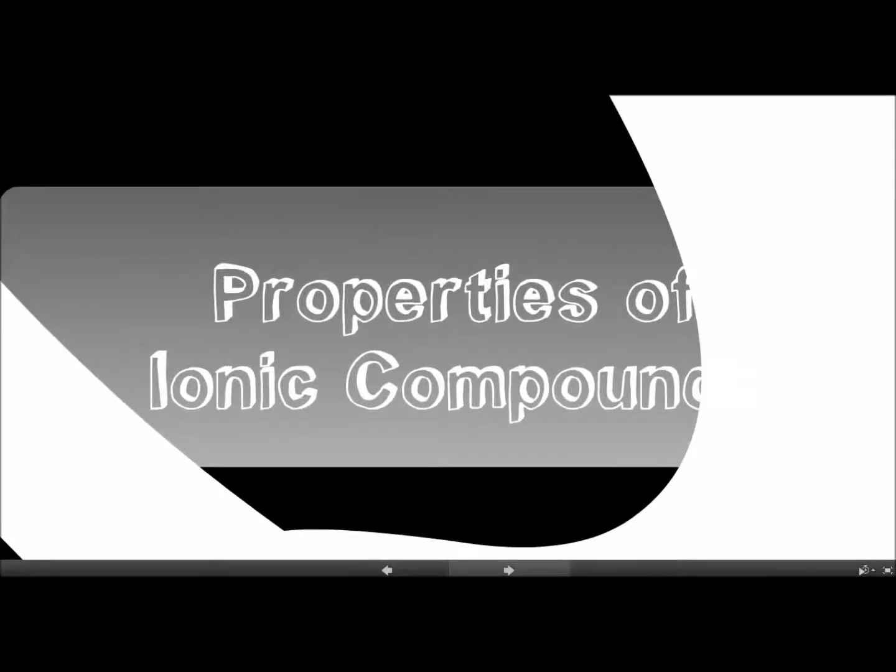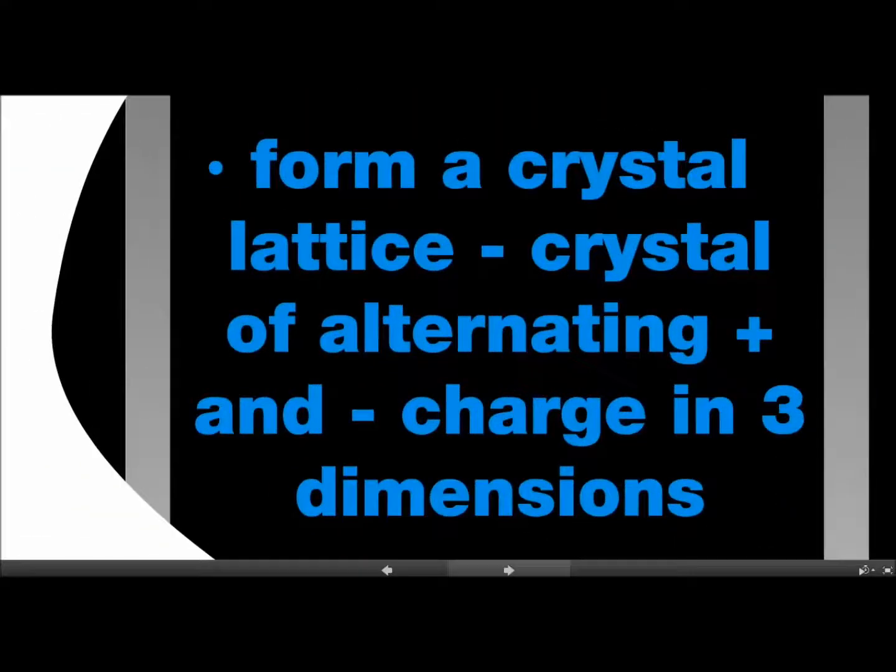Okay, we're going to talk about properties of ionic compounds. Ionic compounds form a crystal lattice. What that means is the positive and negative charges are going to alternate and it's going to form a crystal. So if you looked at a piece of sugar or a piece of salt underneath a microscope or a magnifying glass, it would look like a crystal.